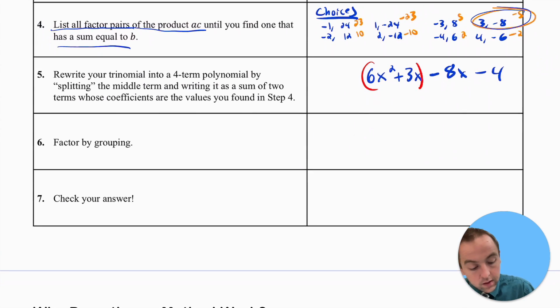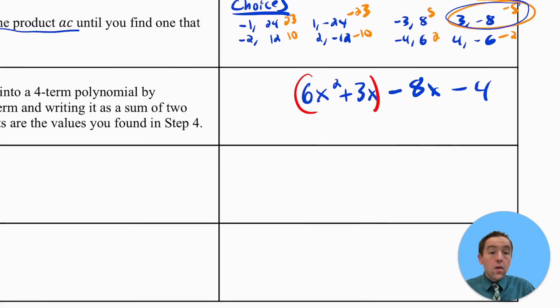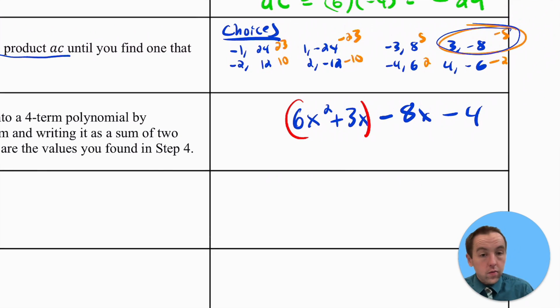And that's where this 6th step comes into play, where we're going to use the grouping method. So if I group together the 6x squared and the 3x, I want to look for a GCF of them, and I can take out a 3 and an x. So if I do take out 3x, I'm going to end up with 2x plus 1 in the parentheses right there.